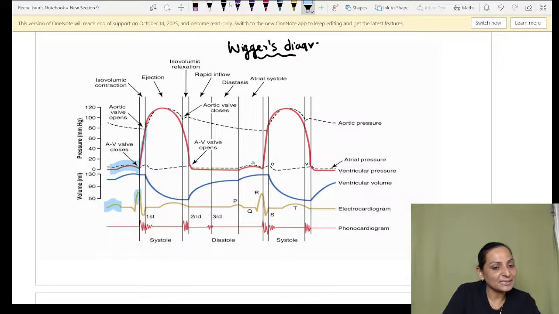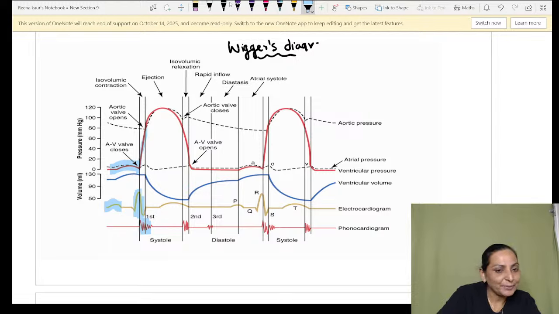going to be preceded by the QRS complex on the ECG, reflecting ventricular depolarization, and that is going to be the time we get the first heart sound, that is S1 on the phonocardiogram. So this is the way you have to correlate this figure.